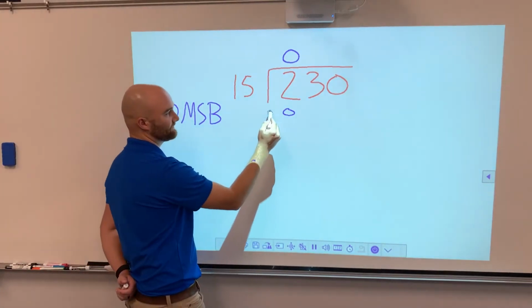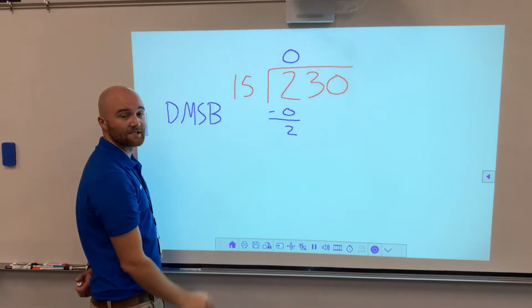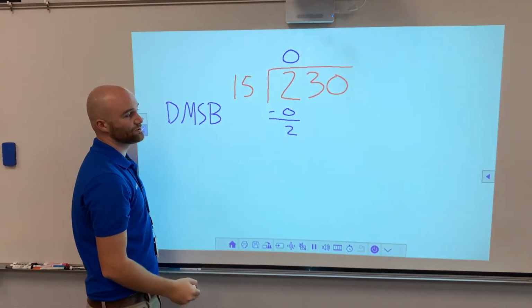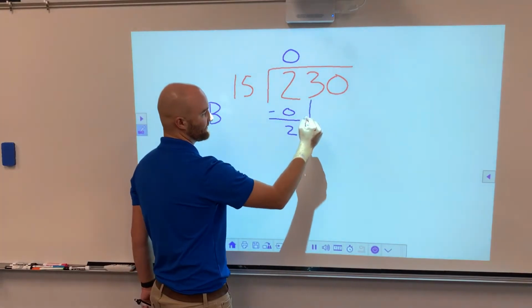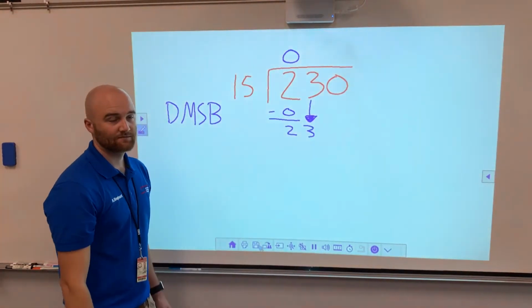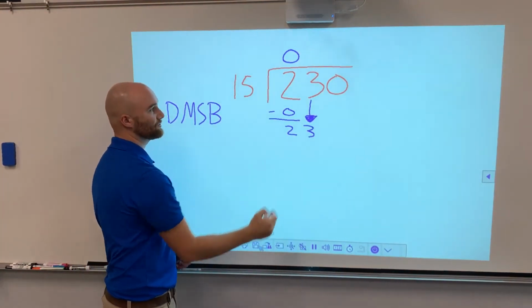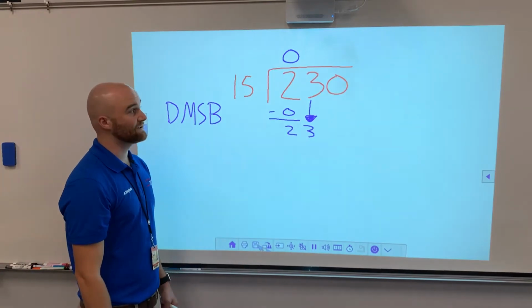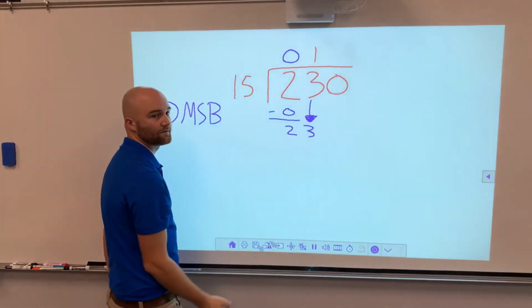Then I'm going to subtract. And I have 2 left over. Since I can't fit 15 into 2, I know I didn't go too small. Now I'm at the B step, which is bringing down. I bring down the next digit. How many times do I think 15 fits into 23? Well, I think 15 fits into 23 one time, so I'm going to write 1 up here.